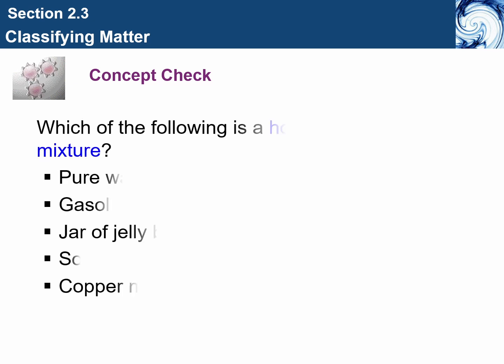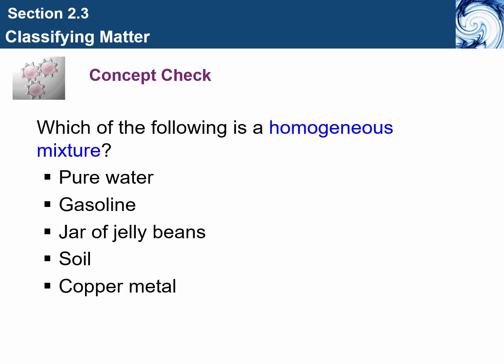Concept check. Which of the following is a homogeneous mixture? Think about it. Which one is it? Just keep thinking about it though. Like, I don't know. Is it a jar of jelly beans? Is it pure water? Soil? Gasoline? Copper, metal?